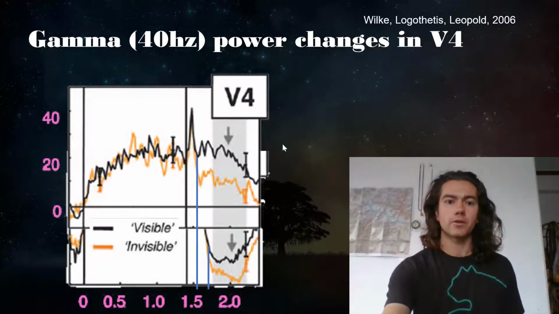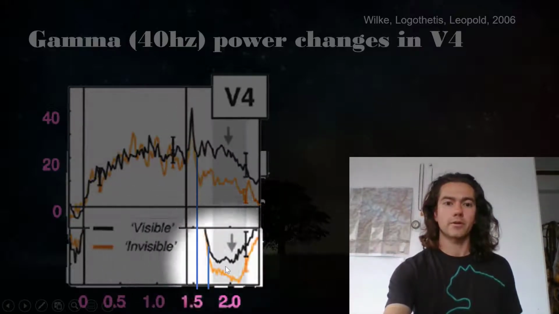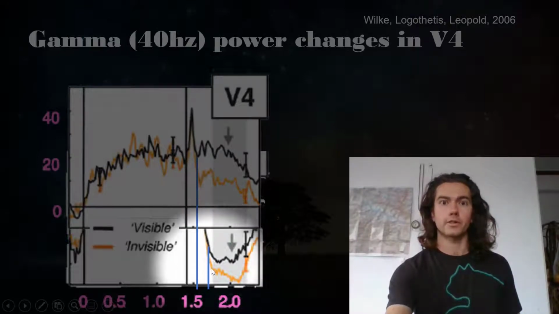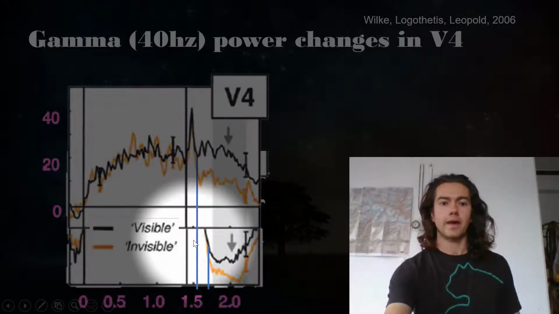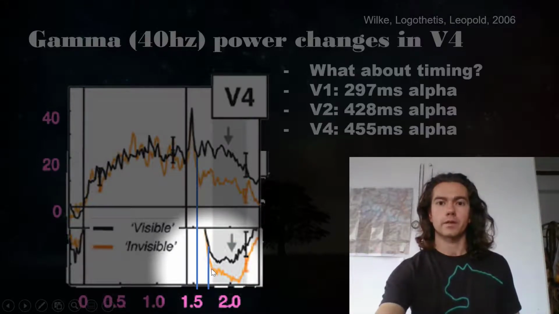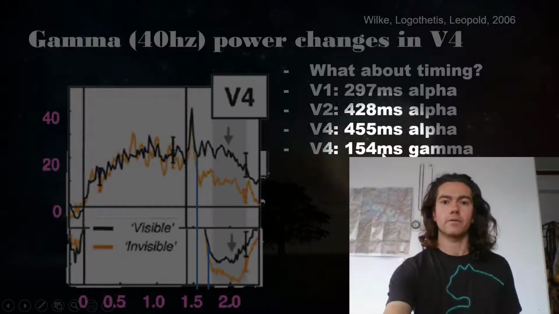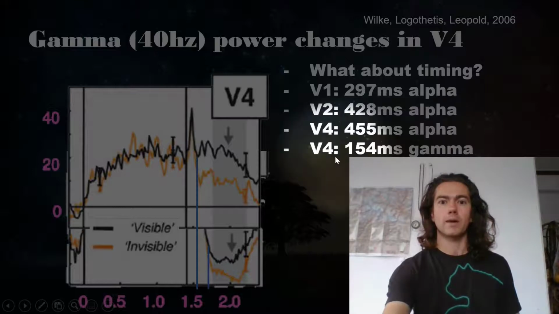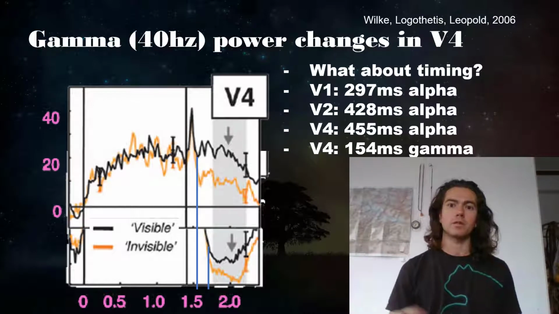And then if we take a look at the timing here, down below I've put back the modulation in area V1, that was our earliest one, remember, in the alpha band. And what you can see is that V4's change in gamma actually leads V1's change in alpha by quite a bit. So let's just go ahead and add that onto our list of timing here. V4 is having gamma modulation way back at 154 milliseconds after the dancing dots come onto the screen.